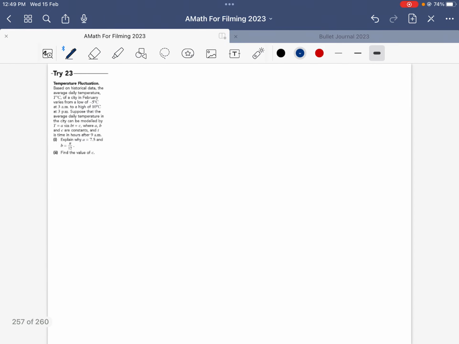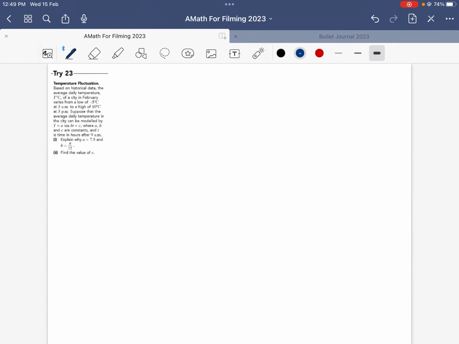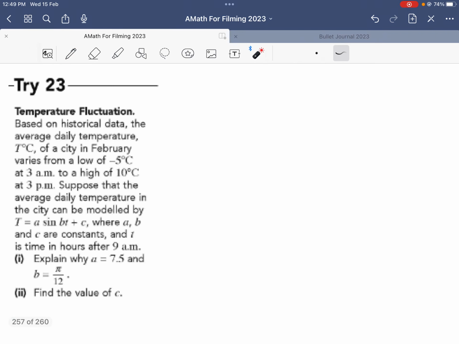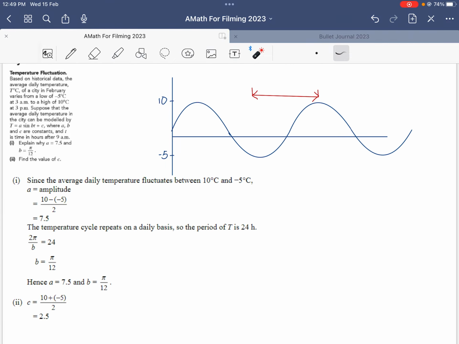Okay, now try 23 based on historical data. It's the same question. Explain why A is 7.5 and B is pi over 12. So you can pause the video now and try 23, and then we'll carry on in 3, 2, 1. Okay, I've drawn the diagram here. So now they say that the max is 10, the min is -5. So if you want to find the A value, explain why A is 7.5.